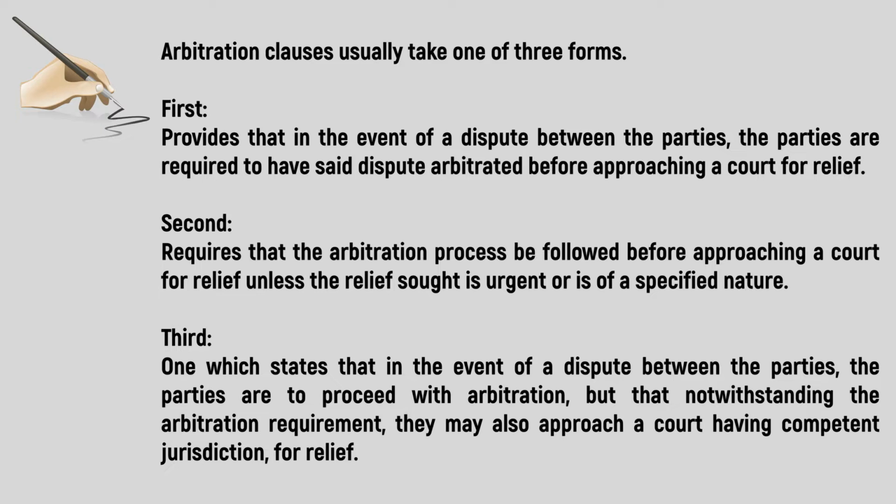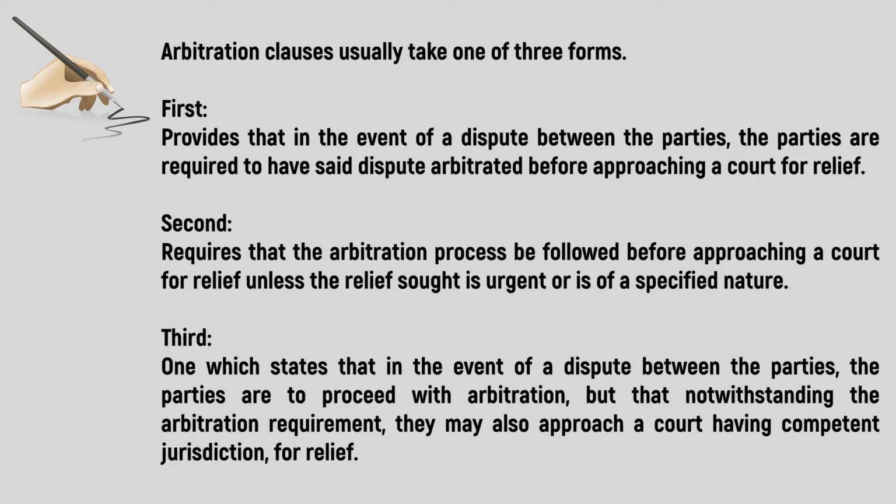Arbitration clauses usually take one of three forms. The first type provides that in the event of a dispute, the parties are required to have said dispute arbitrated before approaching a court for relief. The second type requires that the arbitration process must be followed before approaching a court for relief, unless the relief sought is urgent or is of a specified nature.